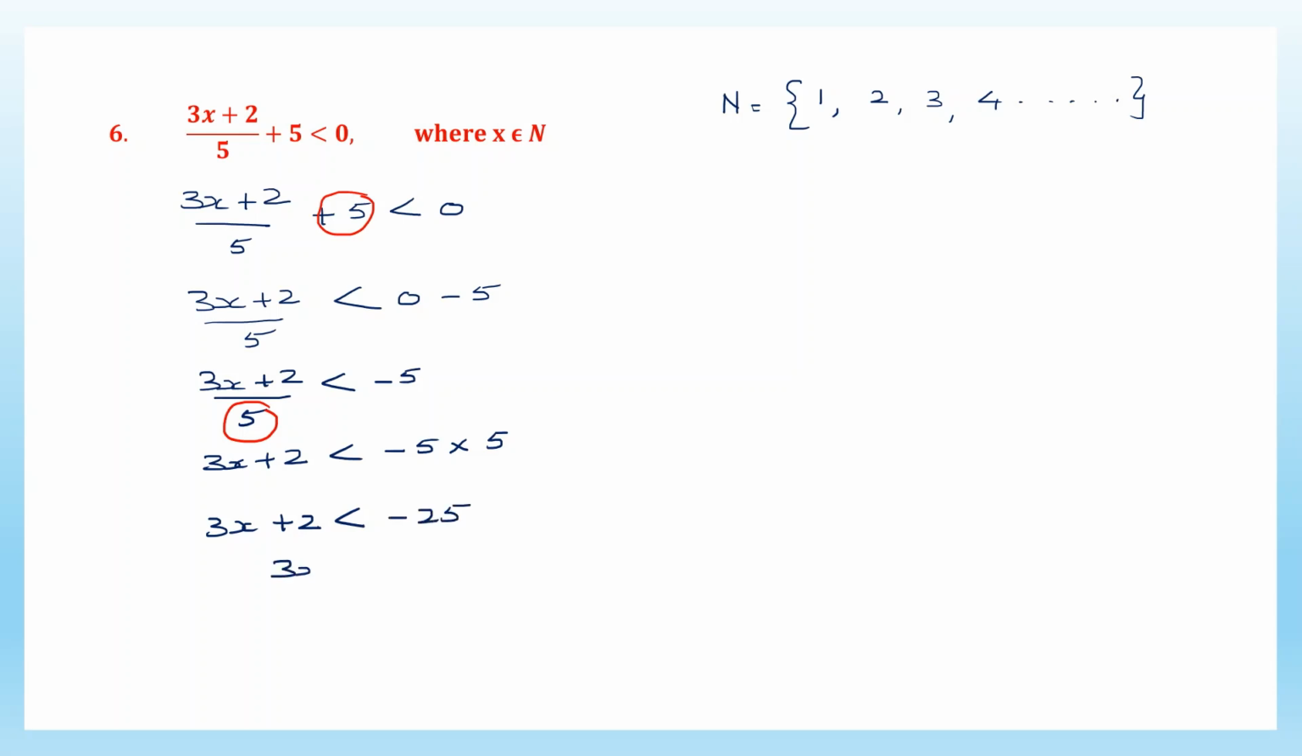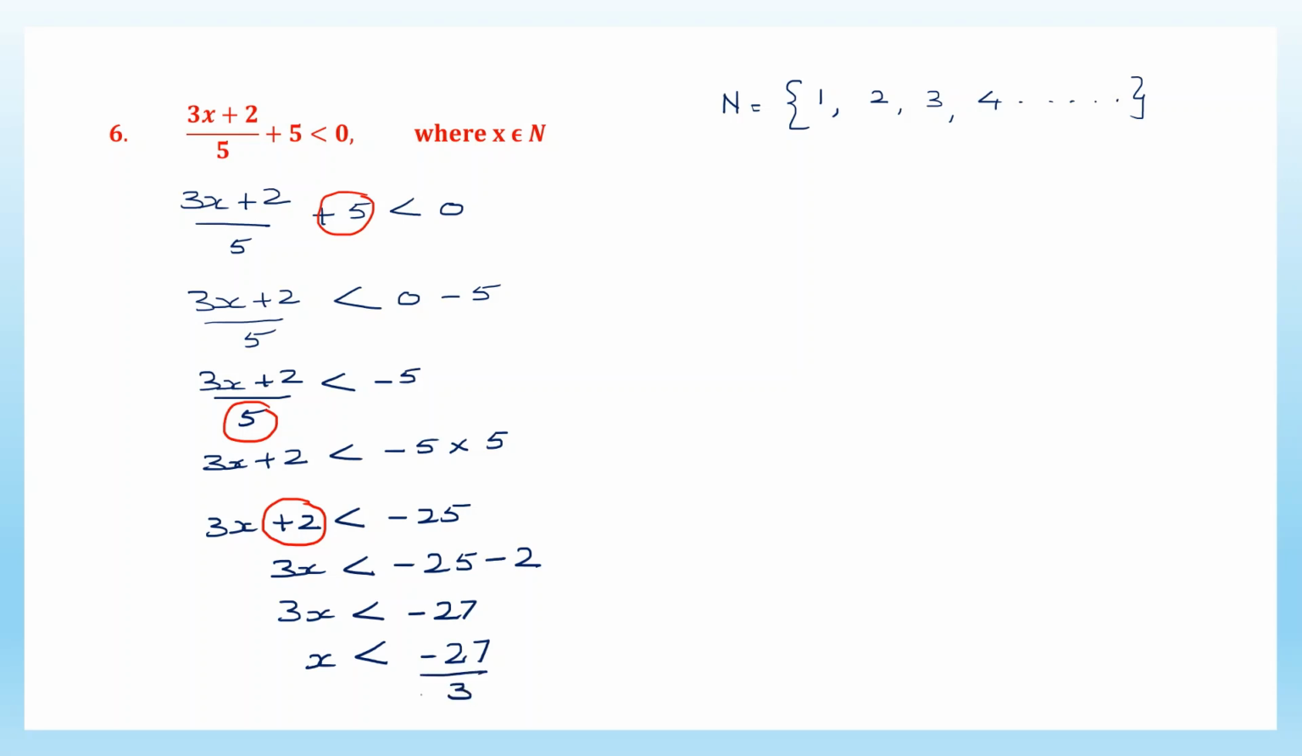So 3x will be less than minus 25 minus 2 by transposing plus 2 to the right hand side. Now 3x is less than minus 25 minus 2. Signs are the same. Put the same sign and add. 25 plus 2 is 27. So 3x is less than minus 27. X is less than minus 27 by 3.